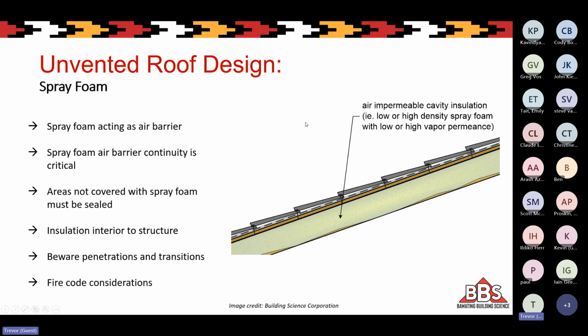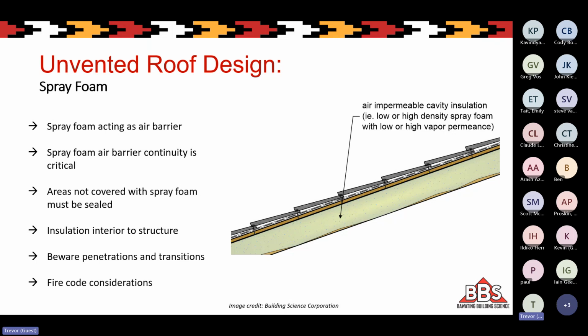This one's probably the most common one I see, I think just because it's so easy to do for the builders, and that's the spray foam approach. So in this case, it would be closed cell spray foam. And in this case, the spray foam is acting as the air barrier, the insulation, and the vapor barrier all in one. It is really important in this approach that the spray foam is continuous and sealed, and that all areas that aren't covered with spray foam, like doubled up rafters, have to be sealed separately.